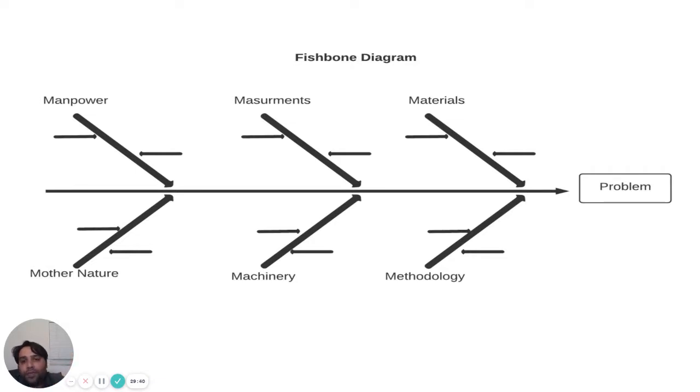But yeah, looking at this diagram, I understand that whatever problems come with manpower are related to the manpower, and mother nature covers issues that are out of our control. All these things are pretty clear. But in terms of measurement, is it a problem, or are we approaching those problems by calculating or trying to solve them? Is that what it represents, or is that even a problem?